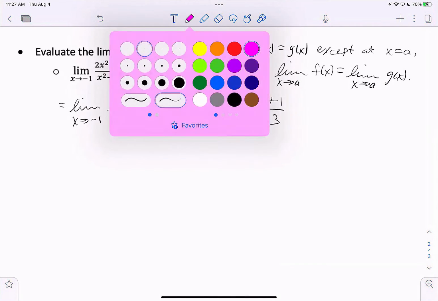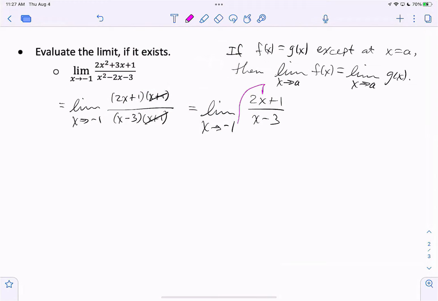At this point, I can take -1 and put it in place of x in the numerator, and in the denominator. Now we're relying on all those limit laws that say the limit of the quotient is the quotient of the limits, except we're not going to write all that out. We're just going to say in the numerator, 2 times -1 plus 1 is -1. And in the denominator, -1 minus 3 is -4. So this limit turns out to be 1/4.